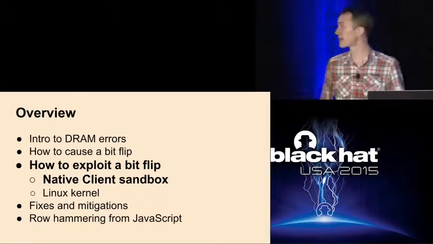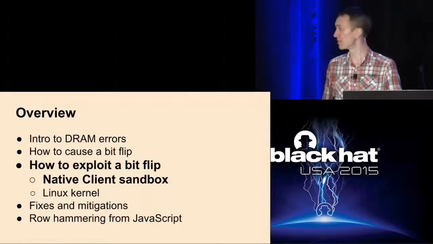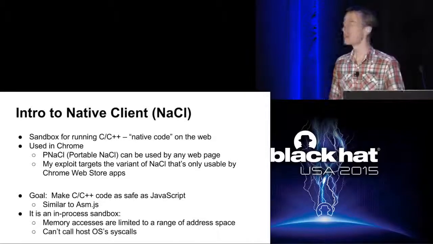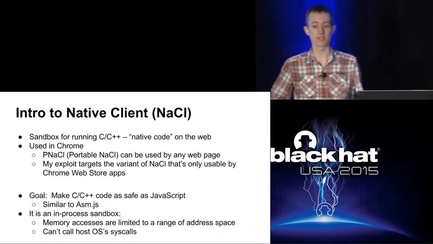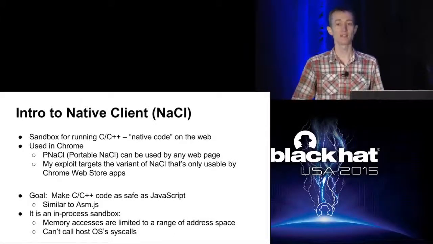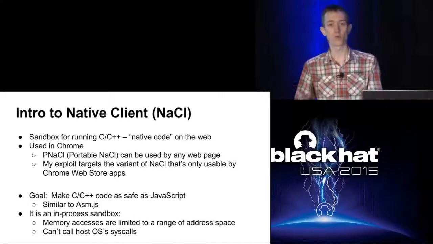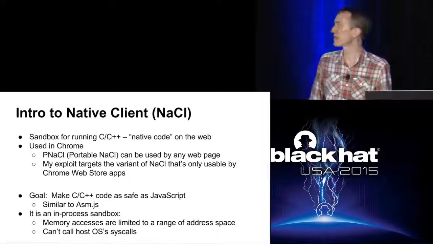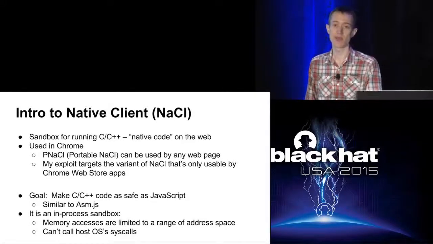So our native client is known as NACL for short. And this is the exploit that I got working first because it was the easier one to do and because I'm more familiar with NACL. So NACL is basically a sandboxing system for running native code such as C and C++ programs. And it's used in Chrome. And Chrome allows one variant of NACL called Portable Native Client to be used by any web page. Though I should point out that my exploit only targets a different variant of NACL that's only usable by apps in the Chrome Web Store.